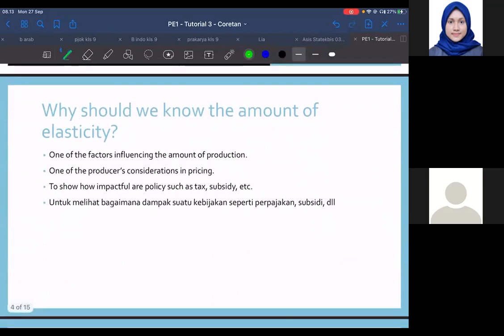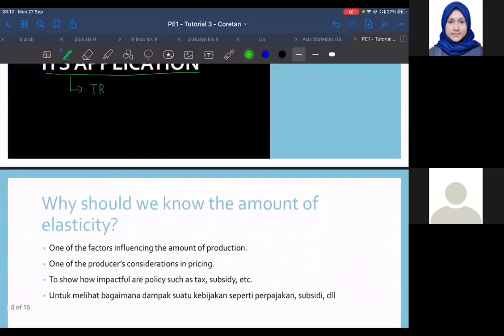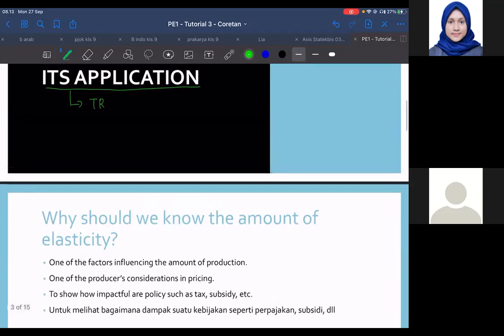Okay. Why should we know the amount of the elasticity? First, like what I have stated before, we could use the value of elasticity to increase the total revenue. Or in bahasa it means total penerimaan, ya. Total penerimaan or total revenue.